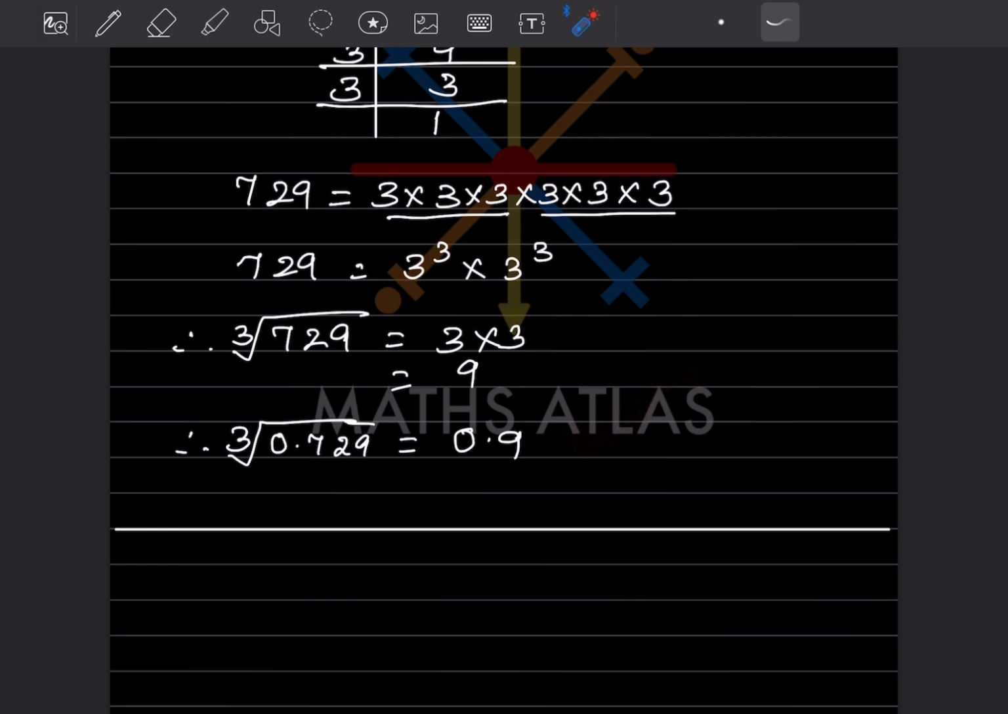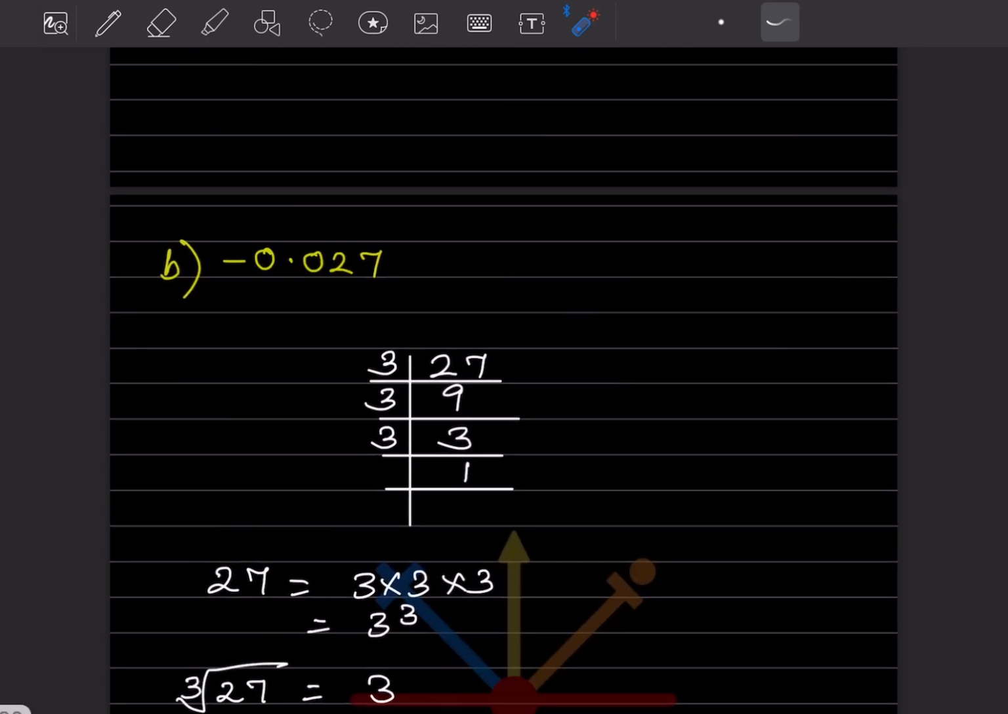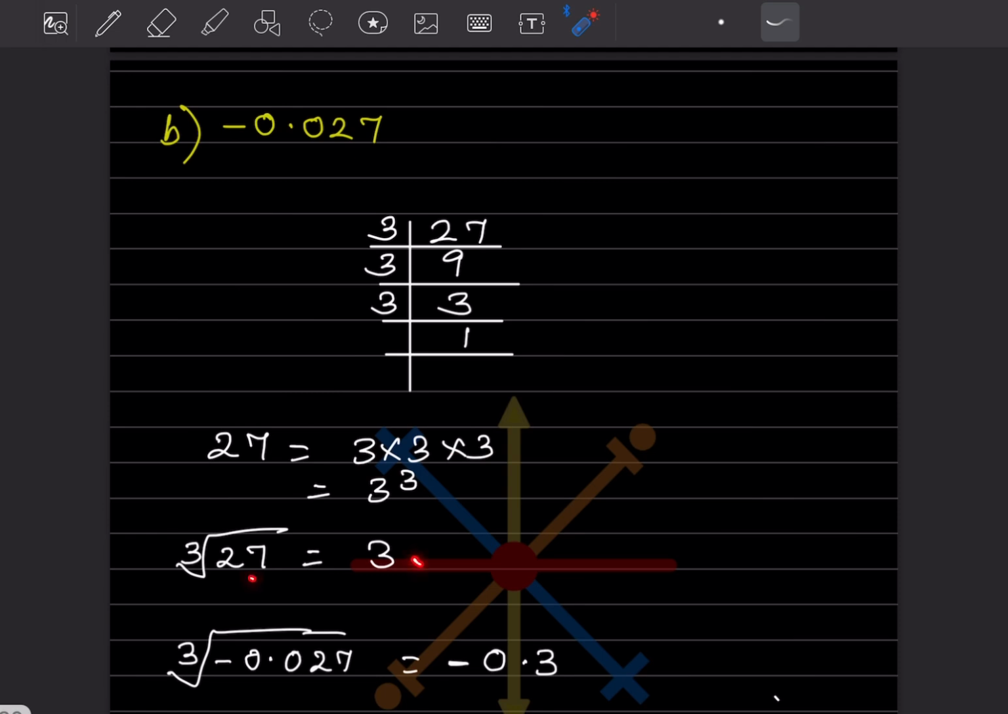Hope this part is clear. So now again here, we'll just concentrate on this number 27 and we'll take the factors of that. So 27 is 3 into 3 into 3. So there's only one group over here. So that is 3 cubed. So the cube root of 27 is going to be 3.